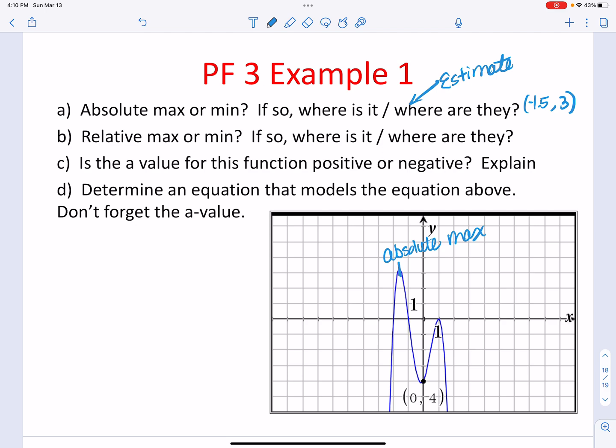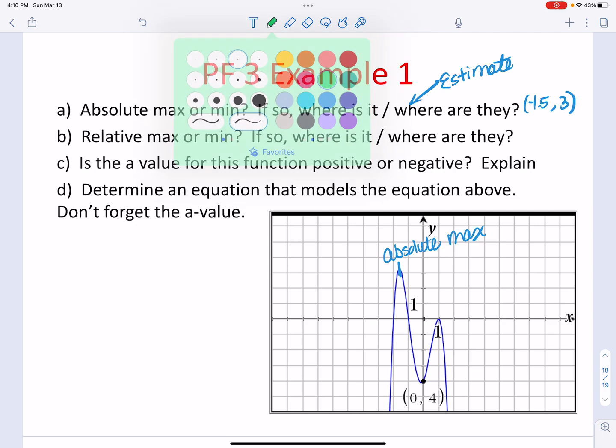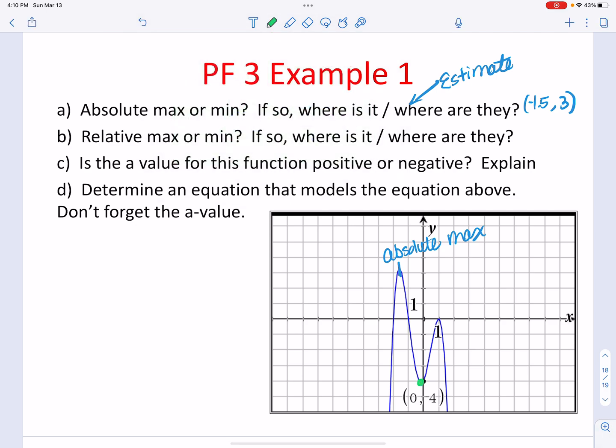Relative maxes or mins. Okay, this is where this gets confusing. Here is a relative min.